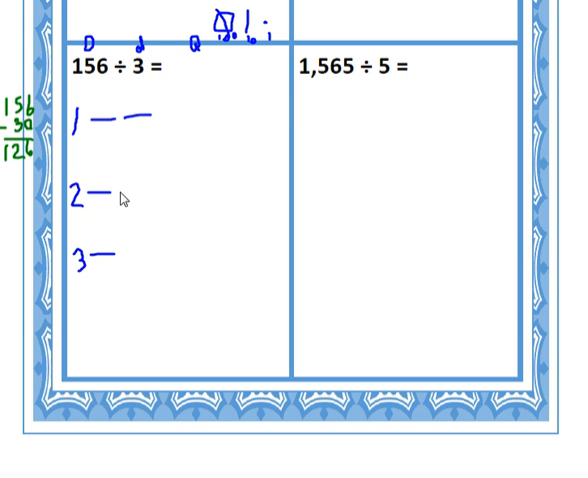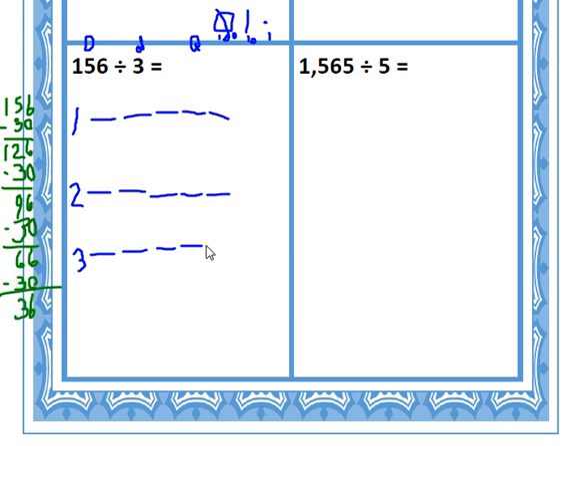10, 20, 30. So let's subtract. 126 minus 30 is 96. We can do it again. 10, 20, 30. Subtract again. We have a difference of 66. Try again. 10, 20, 30. Subtract again. We now have a difference of 36. We can still use those 10, 20, 30 again. So let's try it again. 10, 20, 30. Subtract. And we have 6.